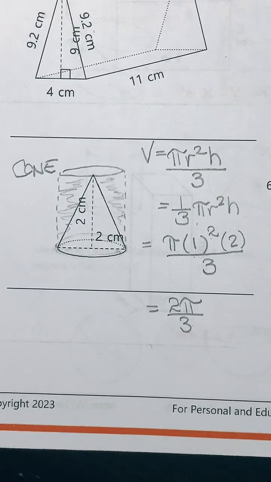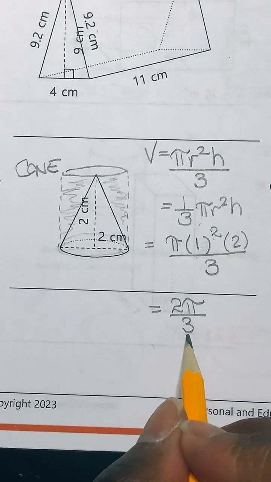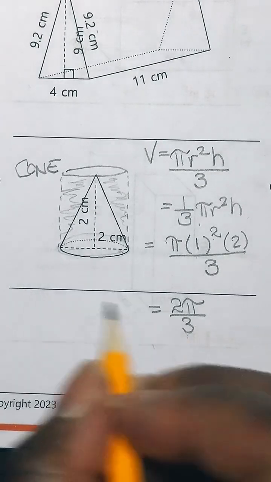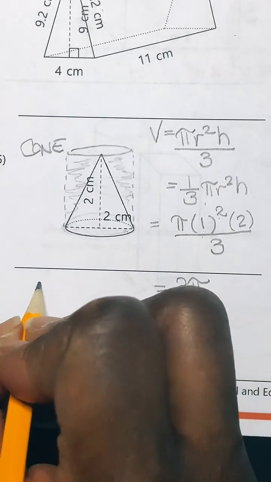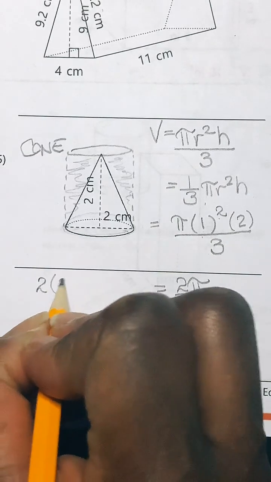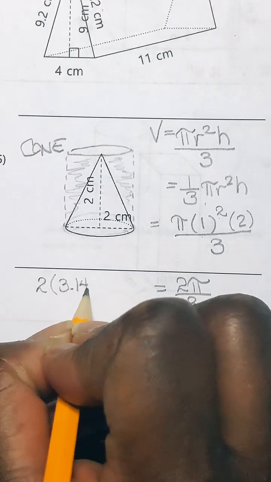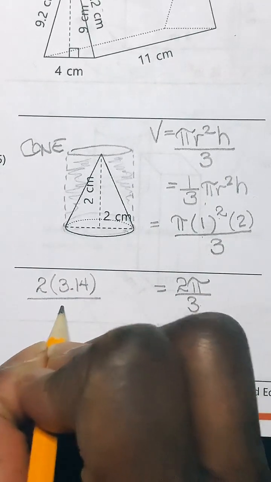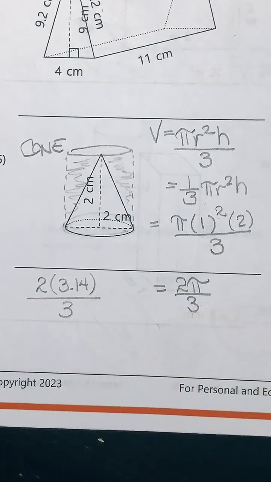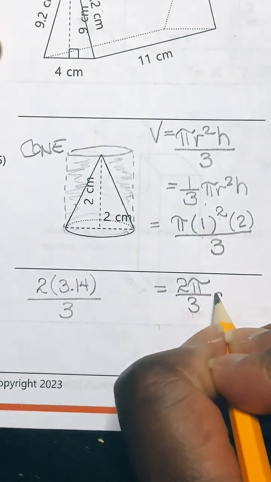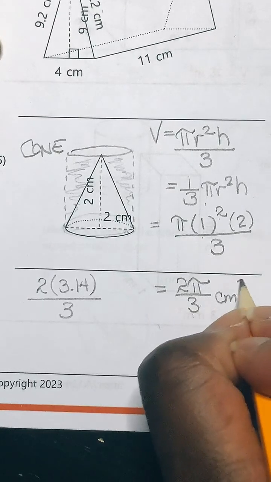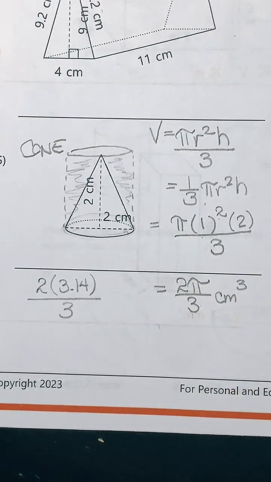All right. So you can leave it in terms of pi, but if they say we want you to put in 3.14, that means it's just going to be 2 times 3.14 divided by 3. Okay? If you want to solve it that way, if we are keeping it in terms of pi, that means we have cubic centimeters because we're dealing with volume.